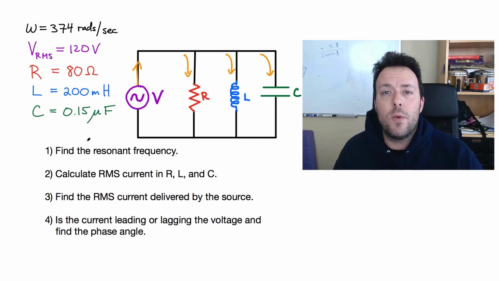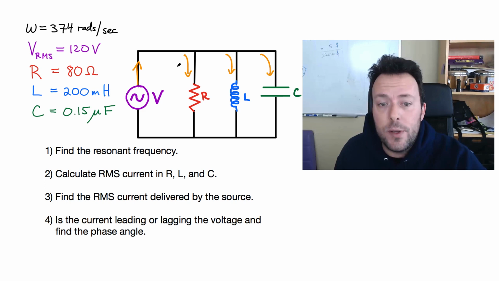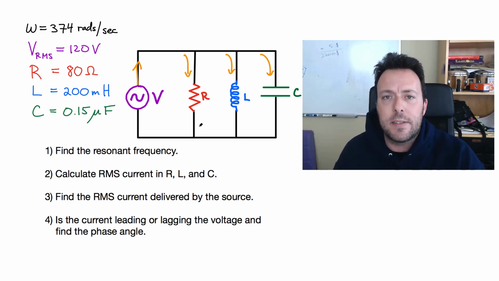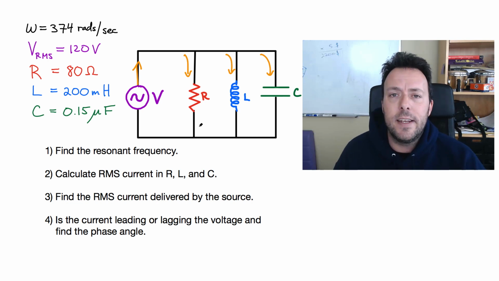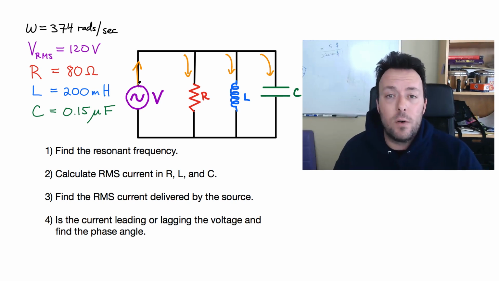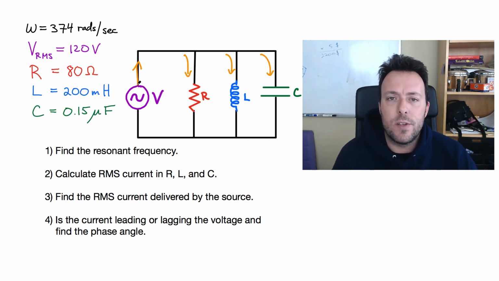First question is, what is the resonant frequency of this circuit? Secondly, let's find the current through each of these components. What's the current through the resistor, through the capacitor, and in the inductor? The last part is, what is the current being supplied by this power supply, by the voltage source in this case? And is that current leading or lagging the voltage? So let's go ahead and set up our equations and I'll show you how to solve this problem.